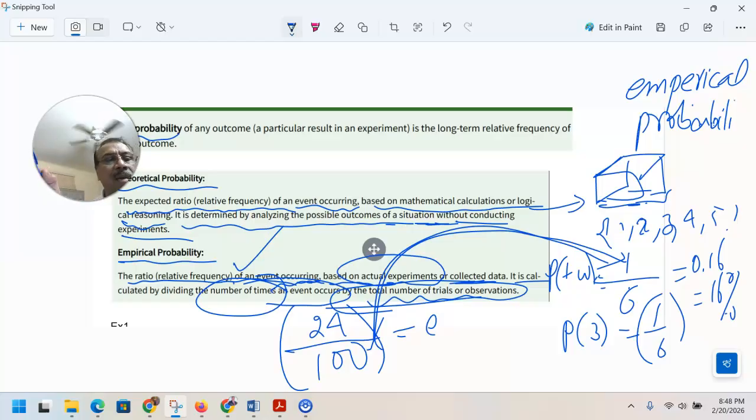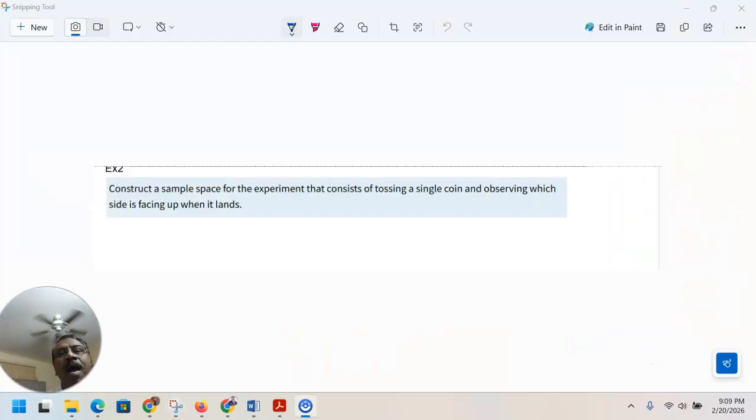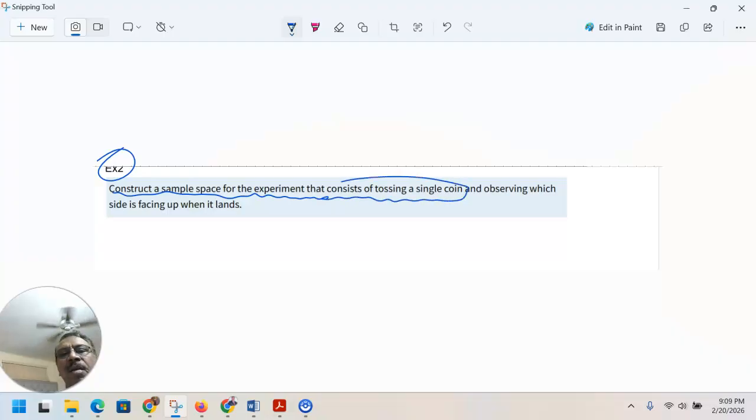Let's go directly to the problem. Okay. So now I think I should accelerate because you already got the fundamentals of what I'm talking about. Look at example number 2: construct a sample space for the experiment. It consists of tossing a single coin and observing which side is facing up when it lands.